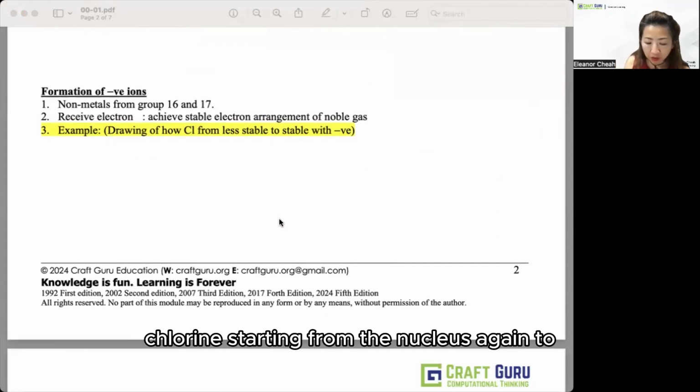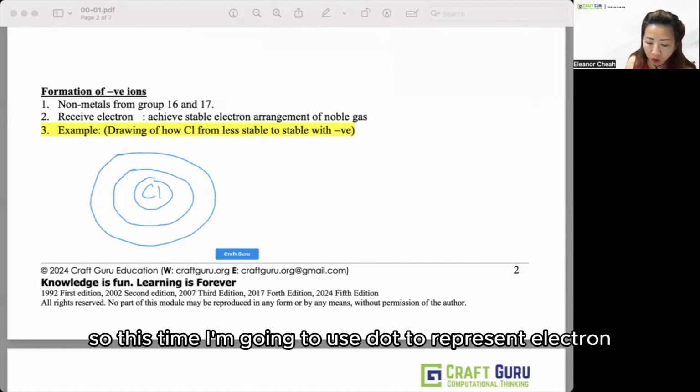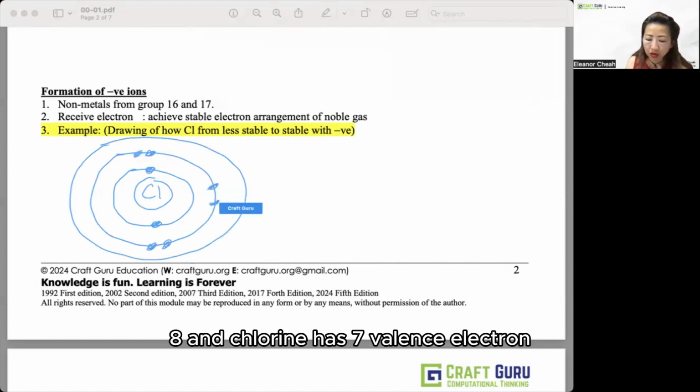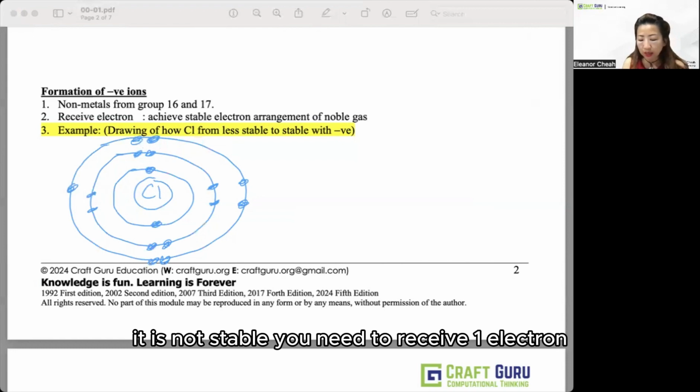Chlorine, starting from the nucleus again. Chlorine, 1, 2, 3. So this time I'm going to use dots to represent electrons for chlorine. 1, 2, 3, 4, 5, 6, 7, 8. And chlorine has 7 valence electrons. 1, 2, 3, 4, 5, 6, 7. It is not stable. It needs to receive 1 electron.